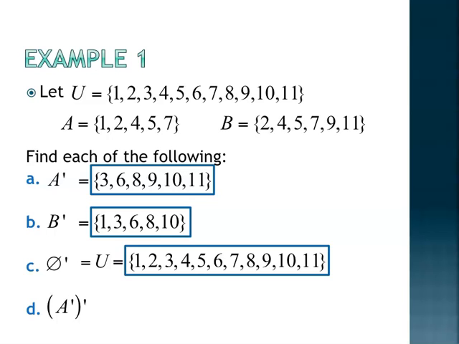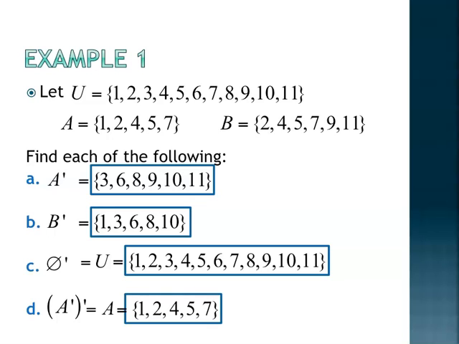And the last one here, this is A prime prime, which means everything that is not in the complement of A. That actually just means everything that is in A. So that would be 1, 2, 4, 5, and 7.